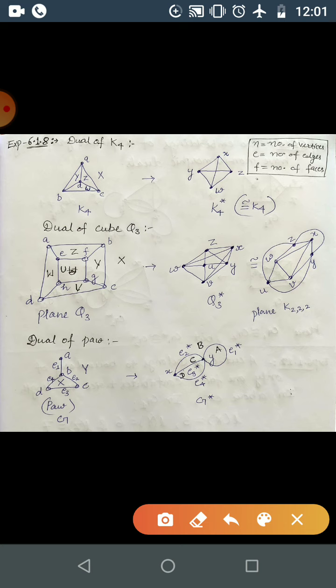Okay, and here the dual of the cube we have done. Why we didn't get any multi-edge or any loop here is because there does not exist any bridge or cut edge. That's why we didn't get any loop. And why not multi-edges? Two vertices are meeting and have only one edge between them. Okay, that's why it's done.